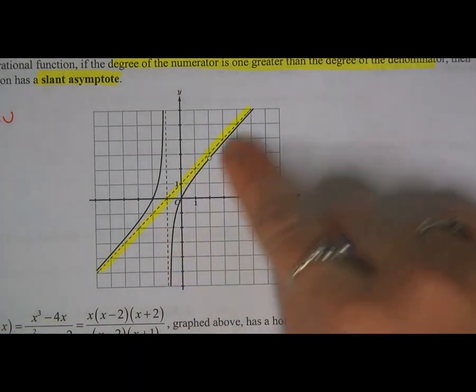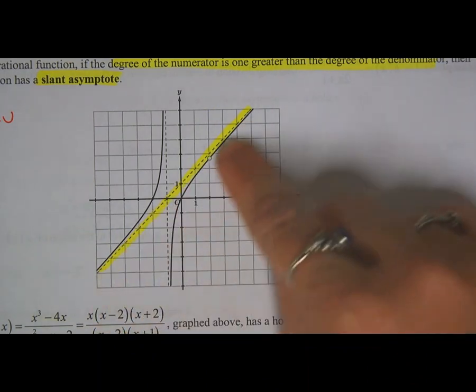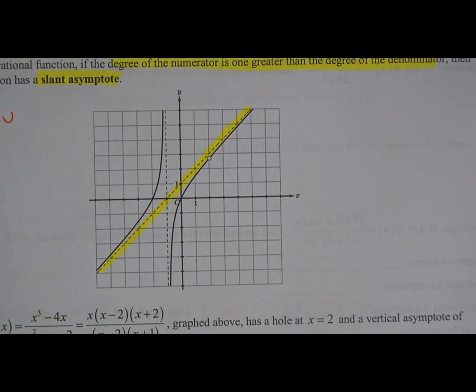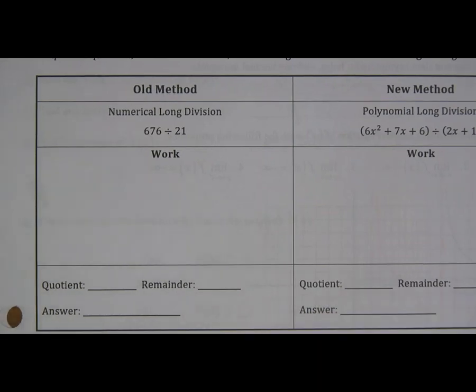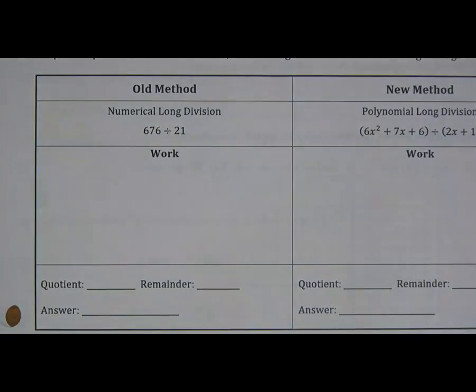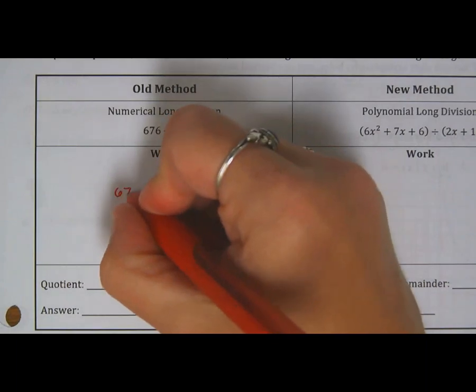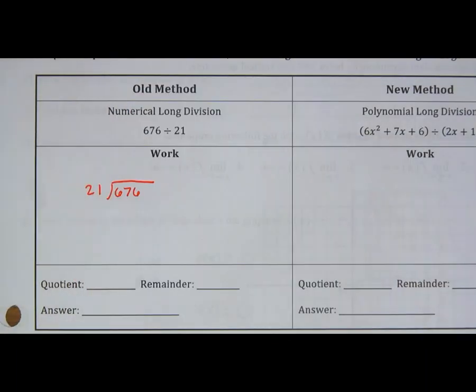Think y equals mx plus b. If I'm asked to find the equation of a line, I need the y equals mx plus b. Okay? So here's how we're going to do this. I want you to jump down to that bottom box on the left. Let's talk about how long division used to work back in the day when we were in elementary school. We didn't have calculators, and we had to do like 676 divided by 21. The first thing you do is you write your 676 inside and the 21 on the outside, what you're dividing by.